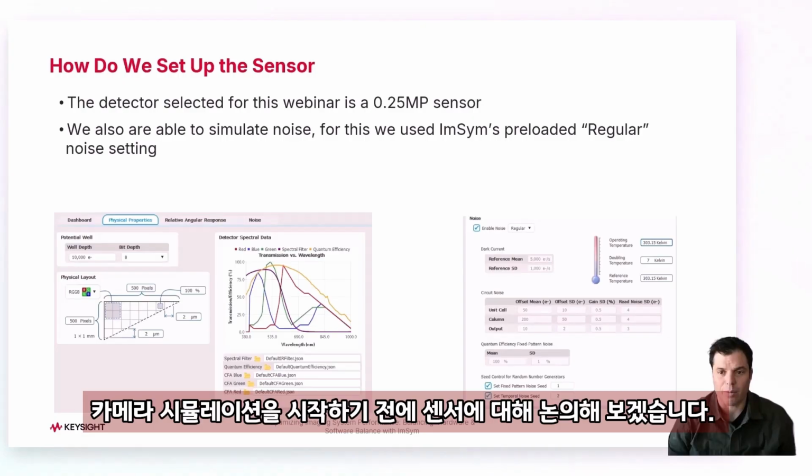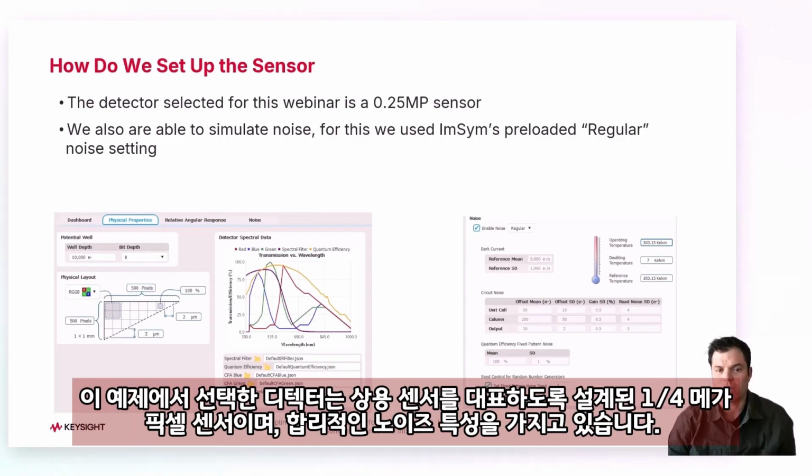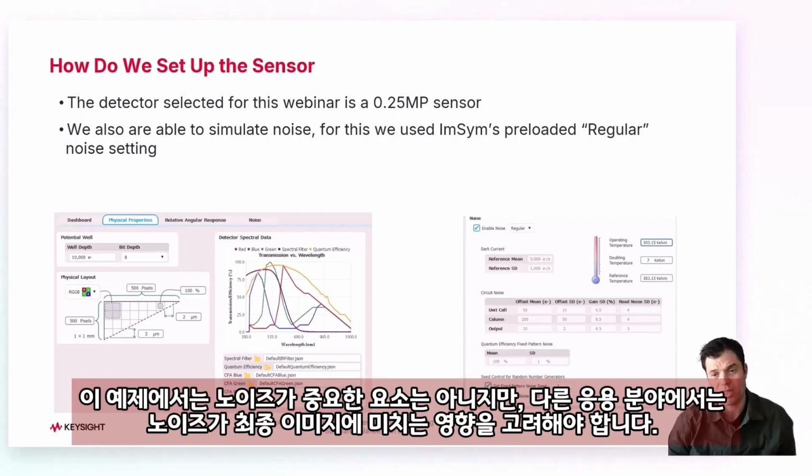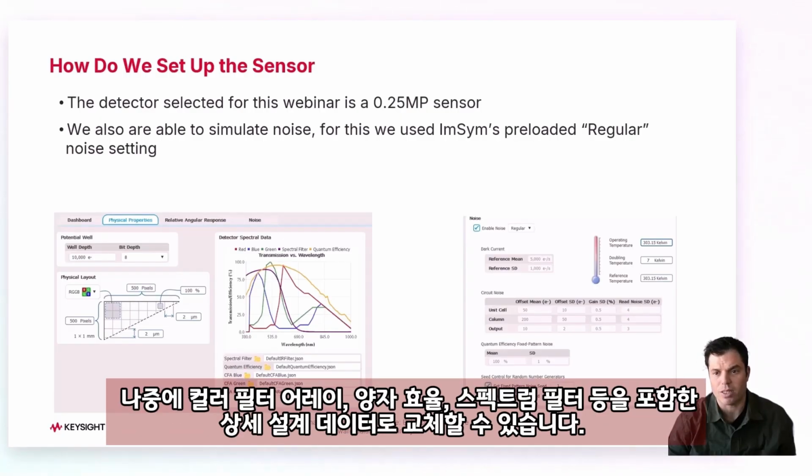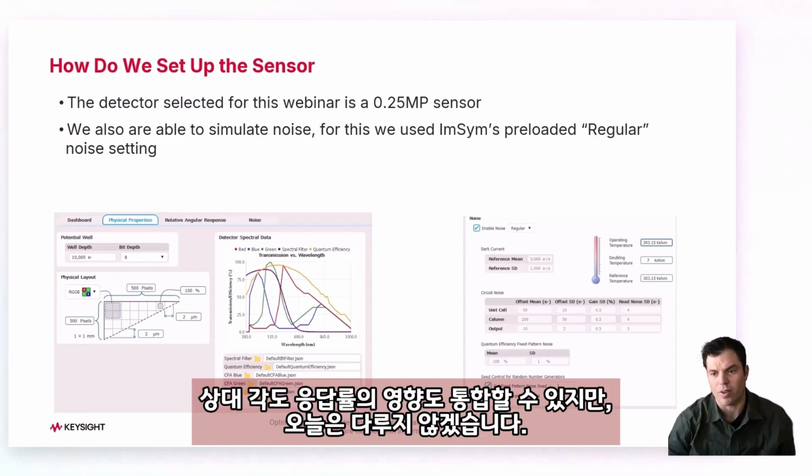Before we simulate the camera, let's discuss our sensor. The detector selected for this webinar example is a 1/4 megapixel sensor meant to represent a commercially available sensor with reasonable noise characteristics. In this example, noise is not a critical factor, but in other applications, we appreciate the impact noise has on the final image. You can begin your simulations with our preloaded noise parameters and eventually replace that data with detailed design data, including color filter arrays, quantum efficiency, and spectral filters. You can also integrate the effects of relative angular response, but we will not cover those effects today.